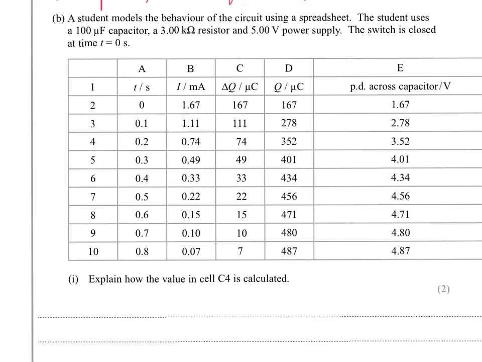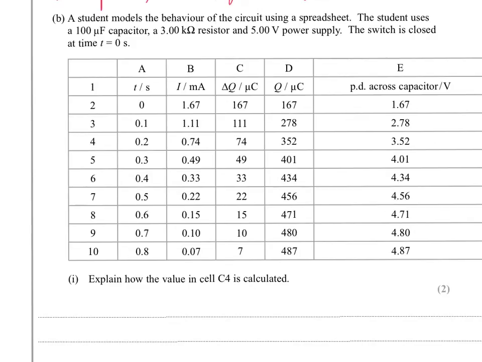A student models the behaviour of the circuit using a spreadsheet. The student uses a 100 microfarad capacitor, a 3 kilo ohm resistor and a 5 volt power supply. The switch is closed at time equal to 0. Explain how the value in C4 is calculated. Well, if you look at column C, it's just what you get if you multiply the current in B by 0.1 second, which is how long each one of these lines lasts for.